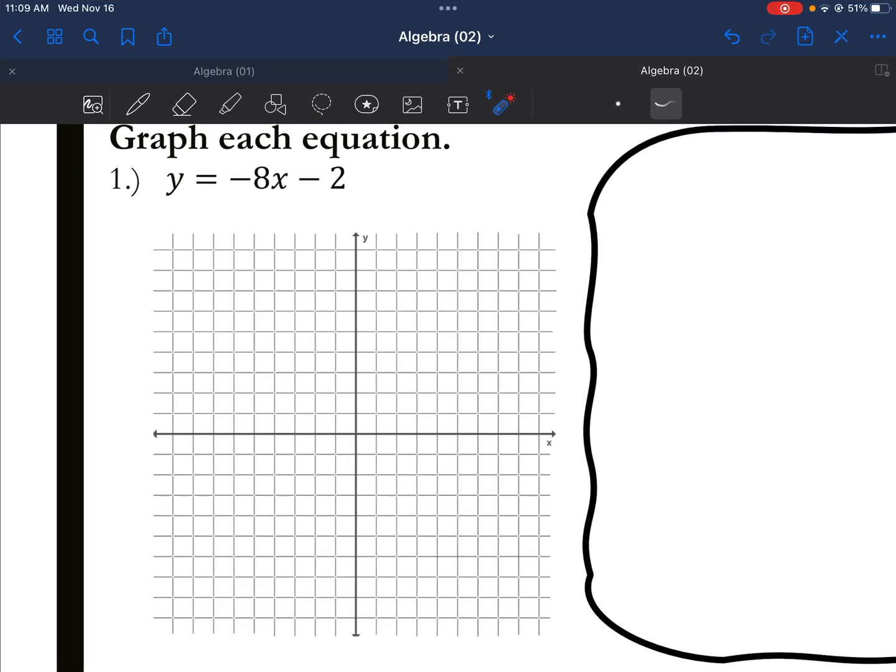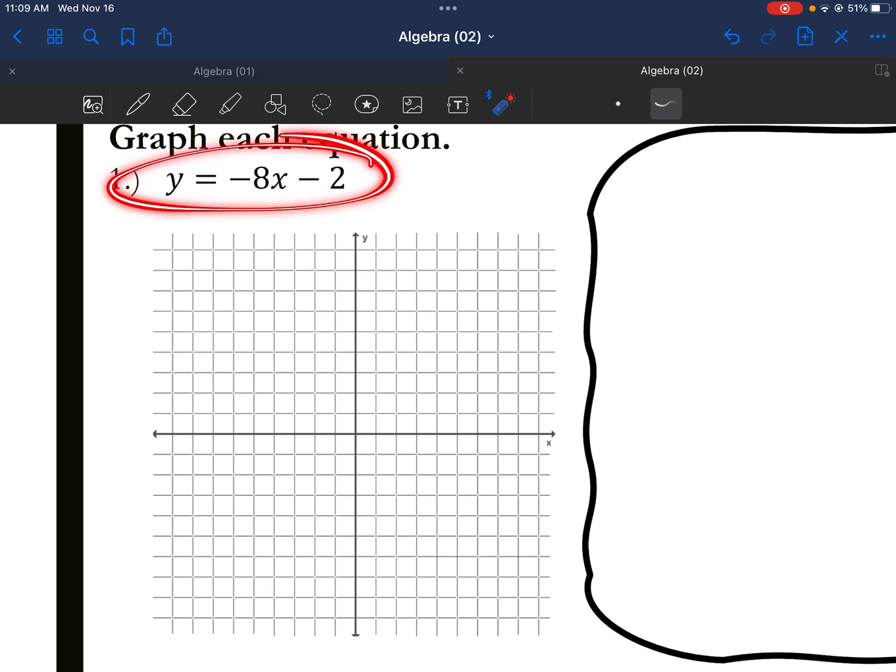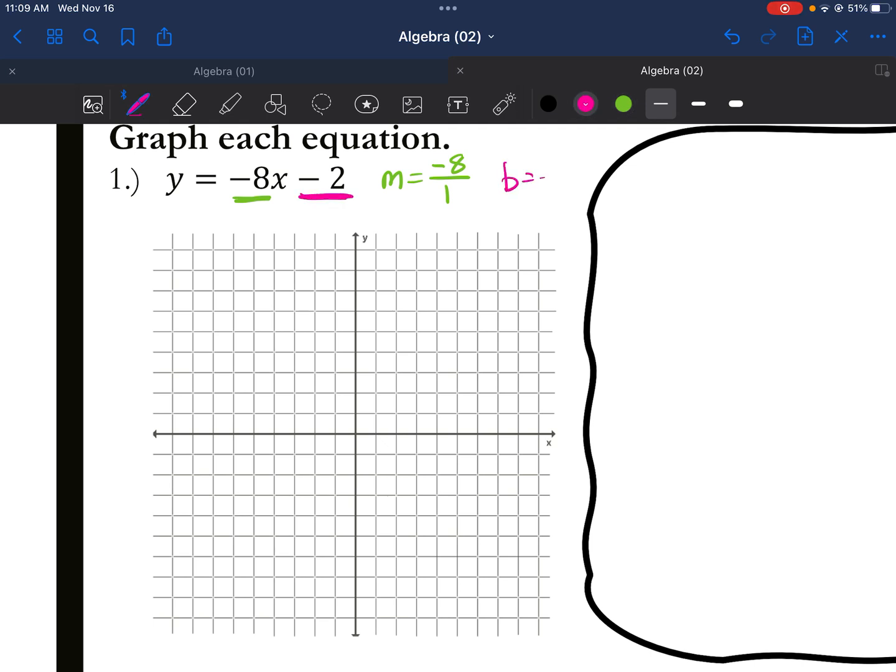So first step, check to see if it's in slope-intercept form. Yes, this equation is in slope-intercept form. That means I can identify my m, which in this case, I'm going to change so it's rise over run, -8 over 1. And I have my b, which is -2. Another way to write my b, my y-intercept, is (0, -2). So when I plot it, I go to (0, -2). Awesome. Now I can use my slope of -8 over 1 to get to my next point.